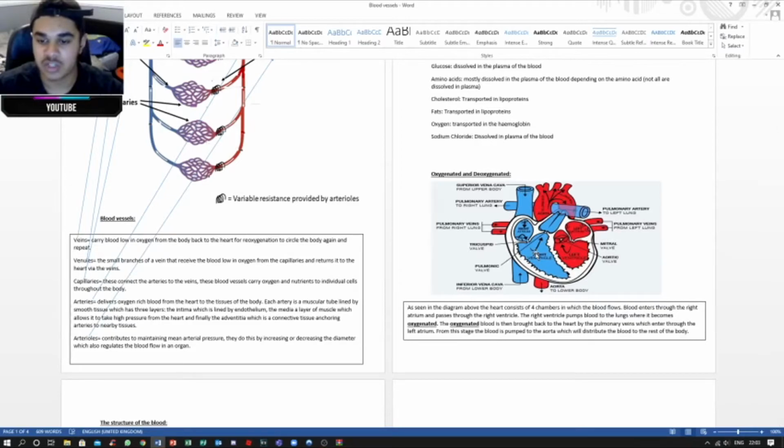The oxygenated blood is then brought back to the heart by the pulmonary veins, which are right here, not to be confused with the pulmonary artery, which enter through the left atrium, which is right up here, because they're going into there. And then from that stage, the blood is pumped into the aorta, which is up here, and then through these is distributed throughout the whole body.